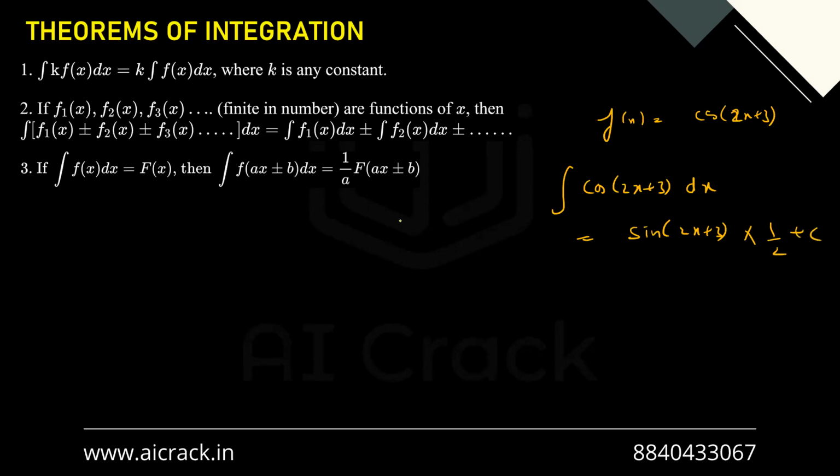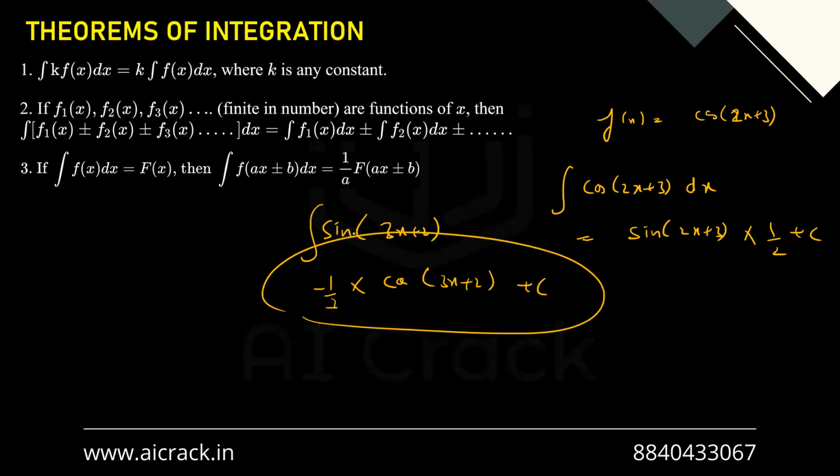Let's say we want to calculate for sin of 3x plus 2. In that case, if we do the integral, we'll get minus 1 by 3, minus because of the sign, and 1 by 3 because of this coefficient, times cos of 3x plus 2, plus c. This is the integral we get for this one, right? So this demonstrates this particular property.